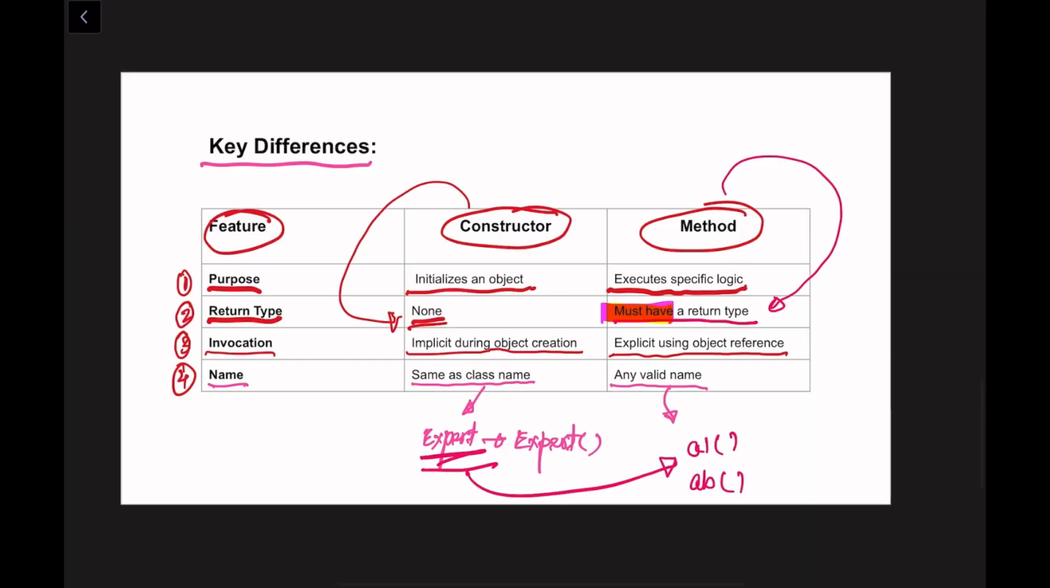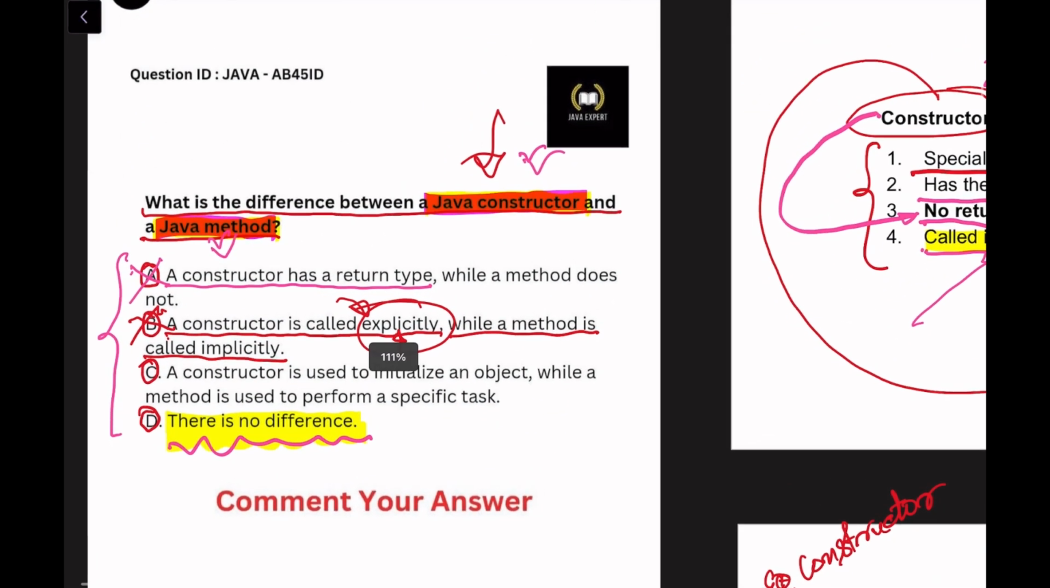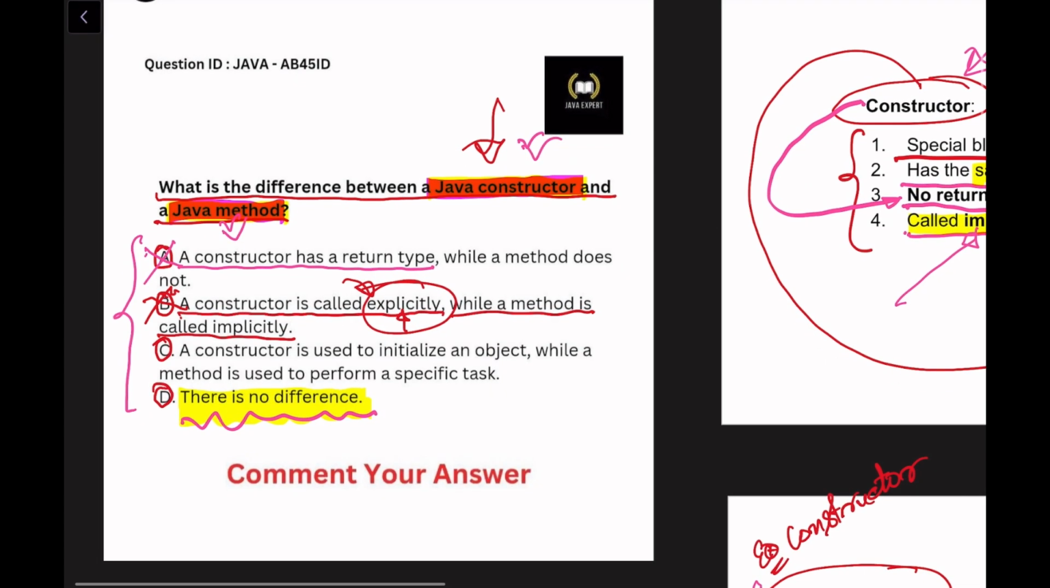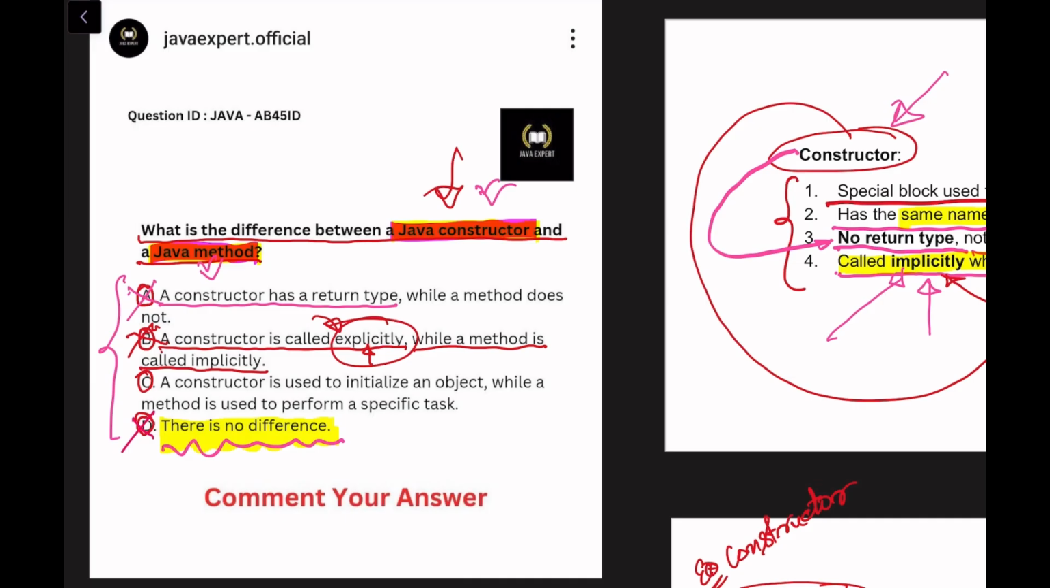Now we have seen the differences. So when you see option D, it is saying there is no difference. So that is why option D is wrong. Only one option is remaining, that is option C. This is an MCQ question, so option C is the correct option.